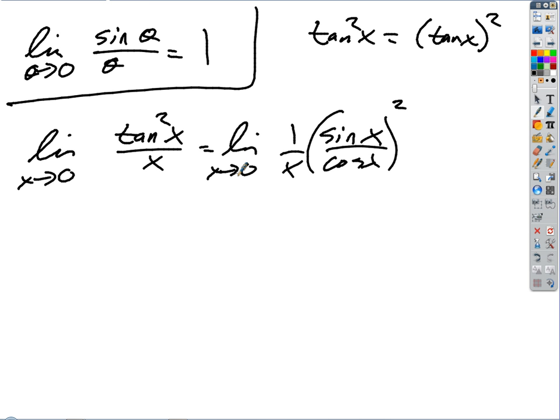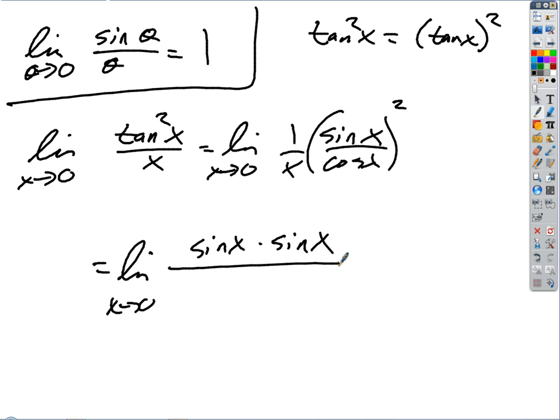Any suggestions? If I write this in terms of just all the individual factors, maybe this helps, at least to think about it this way. On the top, I've got a sine x times the sine x, right? On the bottom, I've got an x times cosine x times a cosine x. Now you don't have to write it that way, but you're thinking about it that way. Can I group those in a way that's going to be helpful?